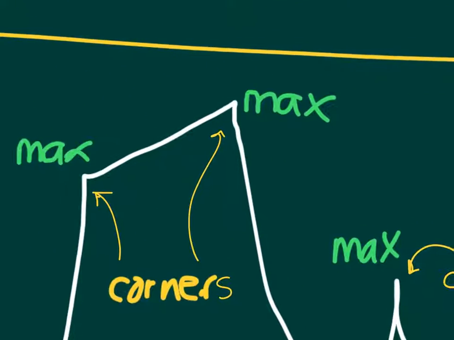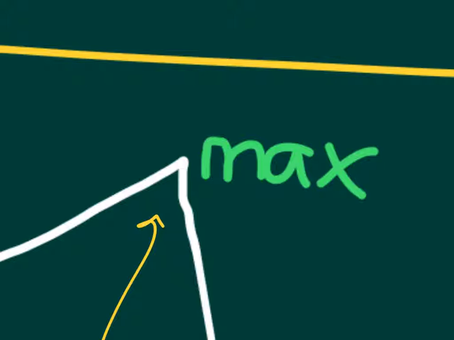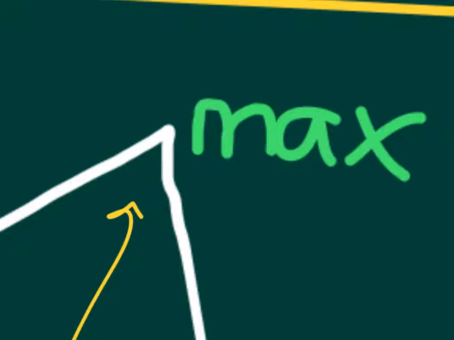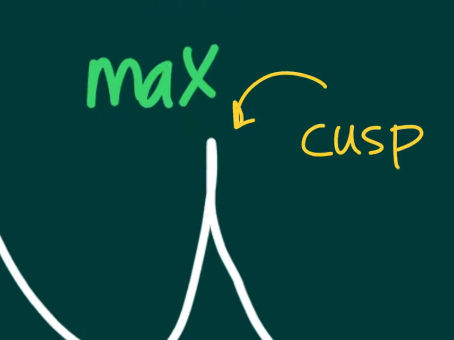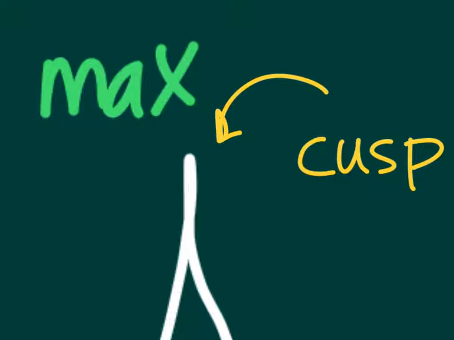Okay, let's look at this max up here. Assuming that the max is happening at this corner right here, what kind of slope is prior to it, on the left-hand side? Positive slope, and then negative slope. That's another plus-minus change. And then on the cusp, on one side we have positive slope, on the other side we have negative slope. So those all have that in common.